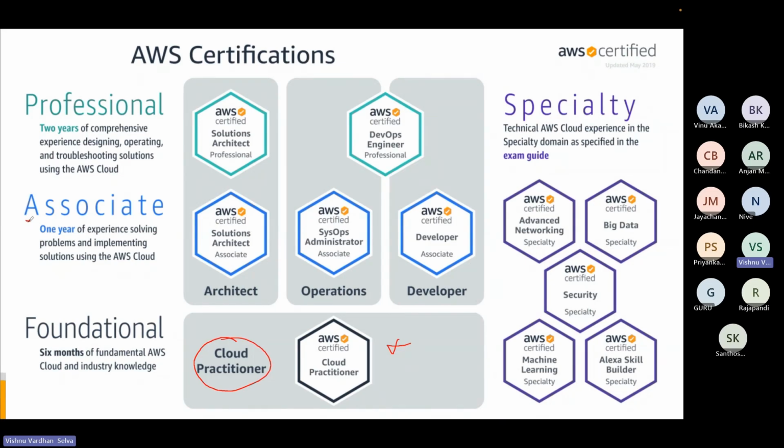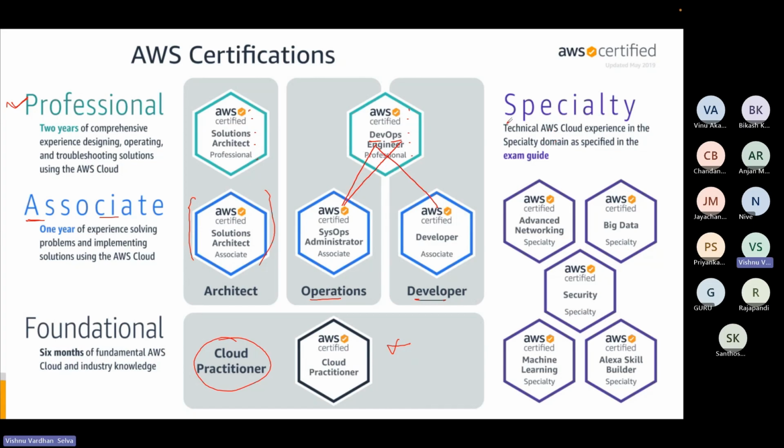So we are starting with the first course, called Solution Architect Associate. This is the exact logo you will get on your resume once you pass your examination. Then we have operations and developer. Then we have professional: AWS Certified Solution Architect Professional and AWS Certified DevOps Engineer Professional. DevOps is nothing but developer plus operations.